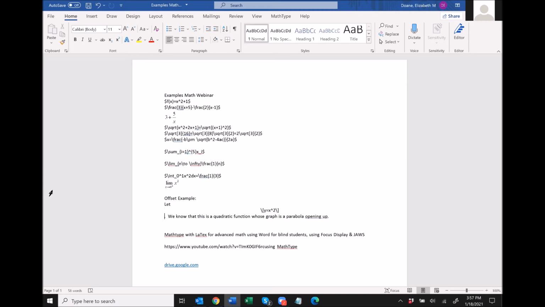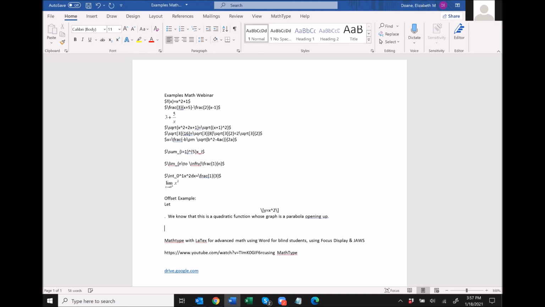It's easy. Let me just show you how to do it. I can do this. I can say let y equal x to the third. Let \[ y = x^3 \]. And then I can say this is a function of degree 3.